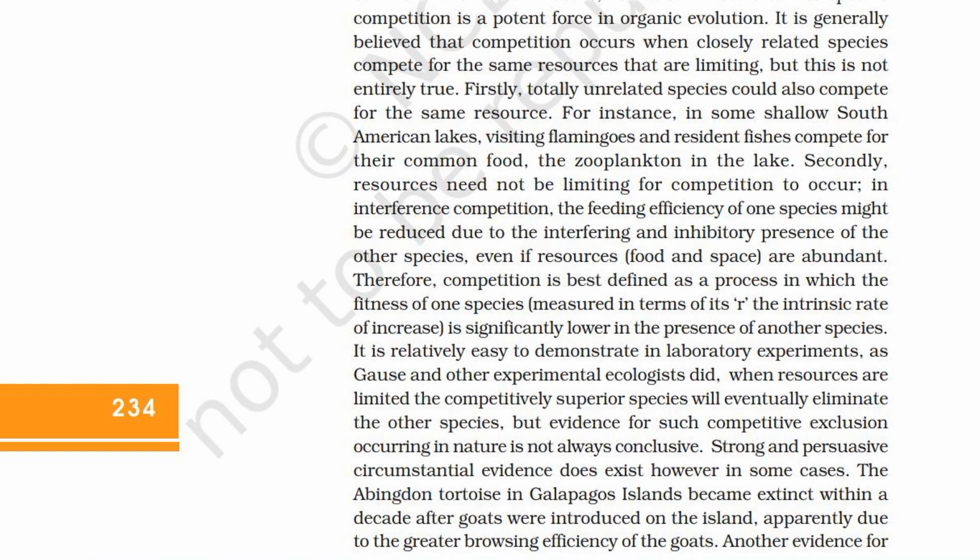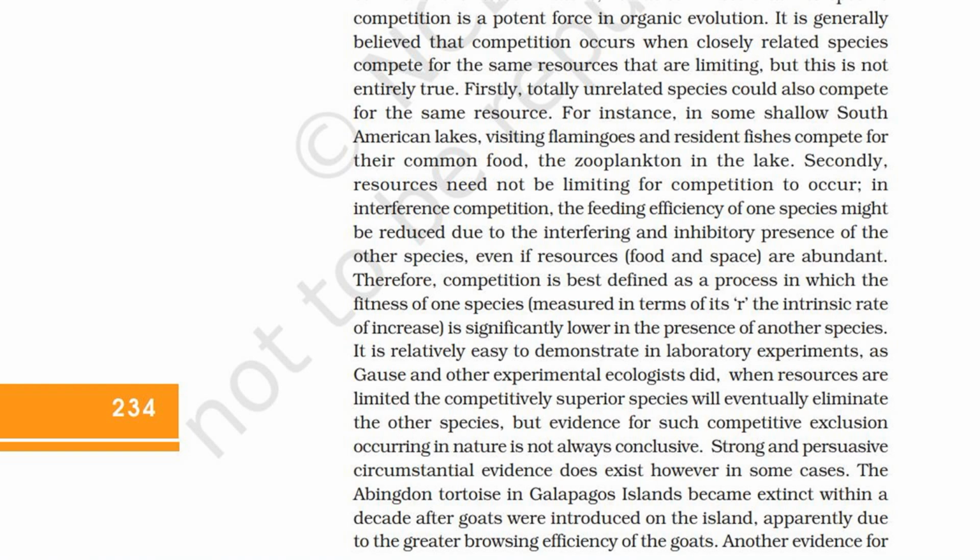Firstly, totally unrelated species could also compete for the same resource. For instance, in some shallow South American lakes, visiting flamingos and resident fishes compete for their common food, the zooplankton in the lake. Secondly, resources need not be limiting for competition to occur. In interference competition, the feeding efficiency of one species might be reduced due to the interfering and inhibitory presence of the other species, even if resources, food and space are abundant.